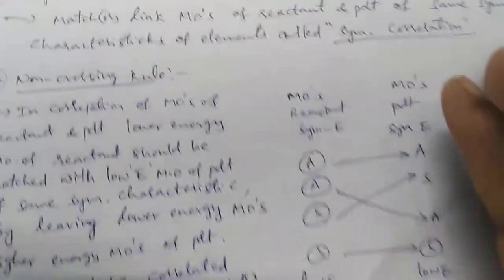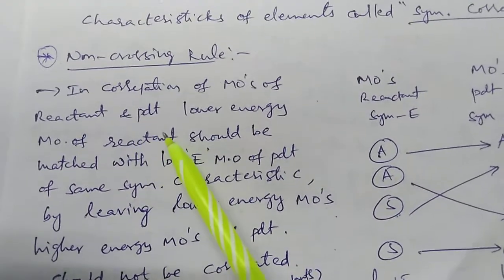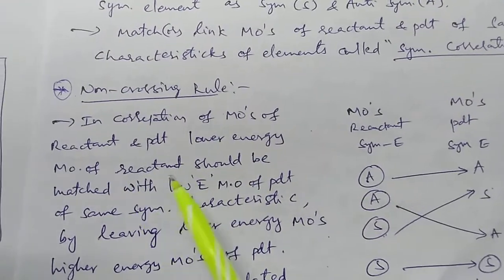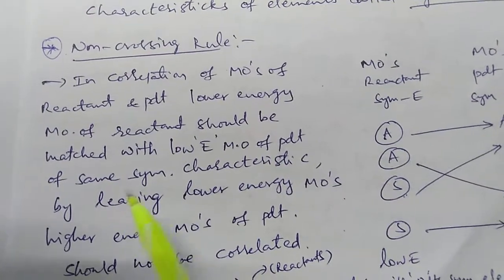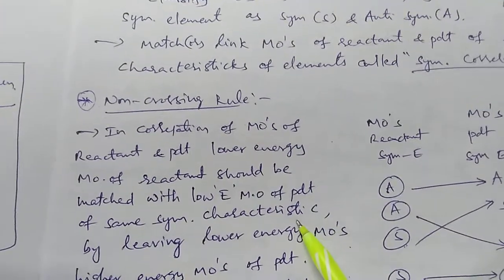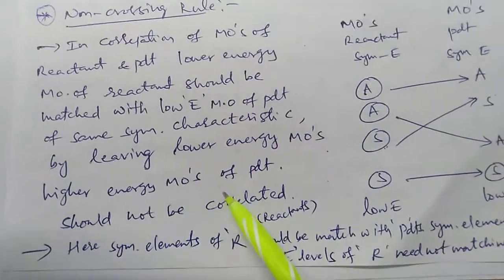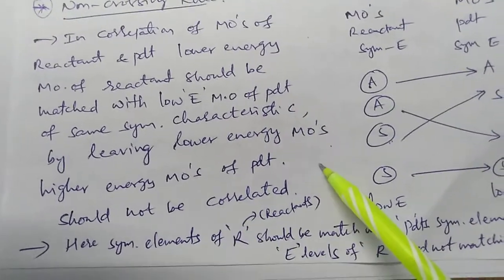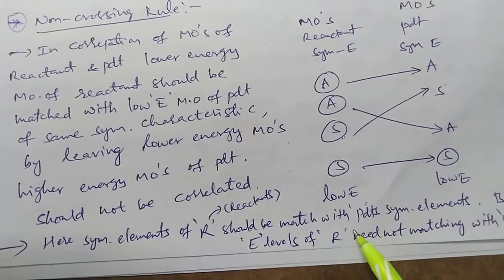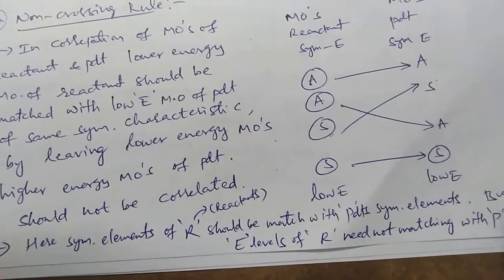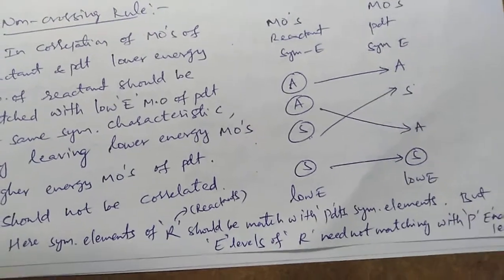And one more rule is the non-crossing rule. In correlation of molecular orbitals of reactant and product, a lower energy molecular orbital of the reactant should be matched with a lower energy molecular orbital of the product of the same symmetry characteristic. By leaving lower energy molecular orbitals, higher energy molecular orbitals of the product should not be correlated. Here, symmetry elements of the reactant should be matched with the product's symmetry elements, but energy levels of reactants need not match the product's energy levels.